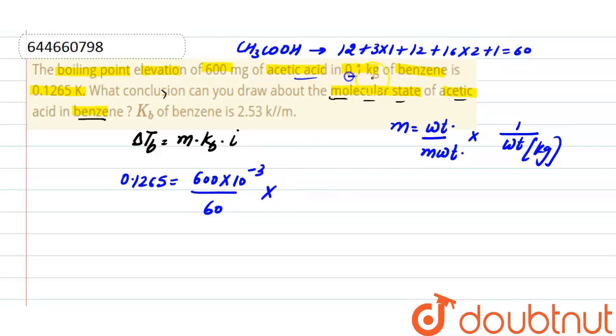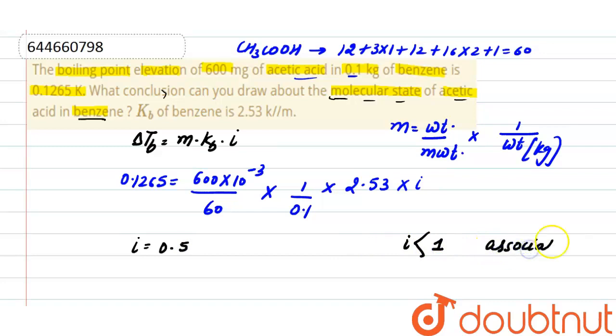Weight of solvent here is 0.1 kilogram, and the value of KB here is 2.53 into van't Hoff factor. After solving, the van't Hoff factor here has a value 0.5, and if van't Hoff factor has a value less than 1, it means the solute associates in the solution. So here we can conclude that acetic acid associates in the presence of benzene.